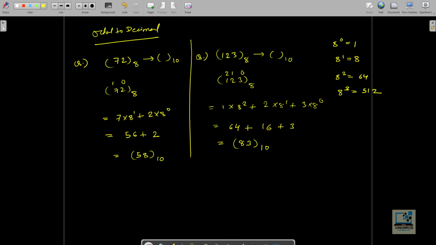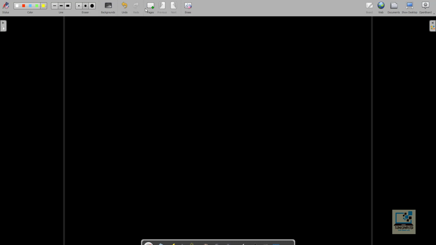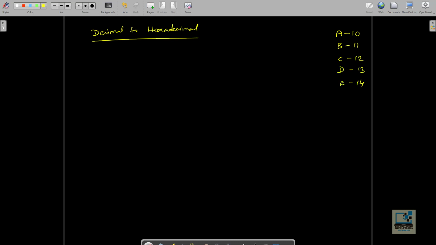Now we will see decimal to hexadecimal conversion. For hexadecimal, you will need to remember the code values which I told you before. So A is 10, B is 11, C is 12, D is 13, E is 14 and F is 15. So let's see decimal to hexadecimal. Here we will be dividing by 16. Suppose the number is 245, 245 base 10, that is decimal, to base 16, that is hexadecimal. So we will have to divide by 16.